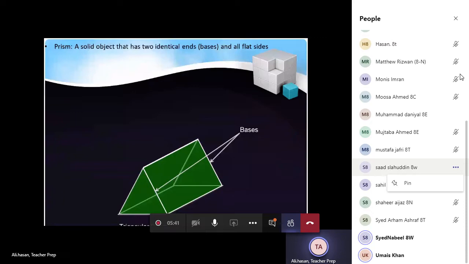Just a few minutes back, you saw a rectangular prism. A rectangular prism was based on, sorry, six sides. First, second, third, fourth, fifth, sixth. Okay, there were six sides.